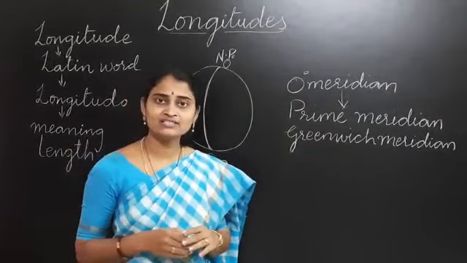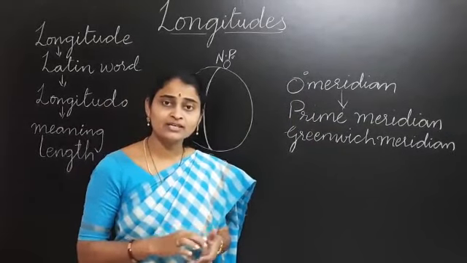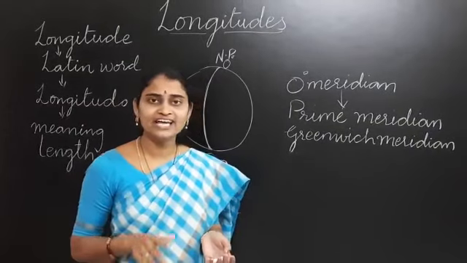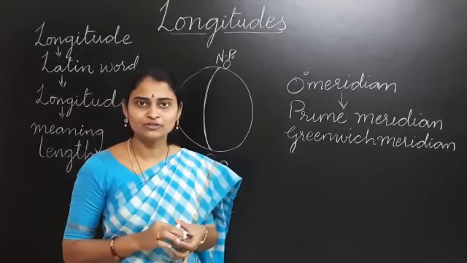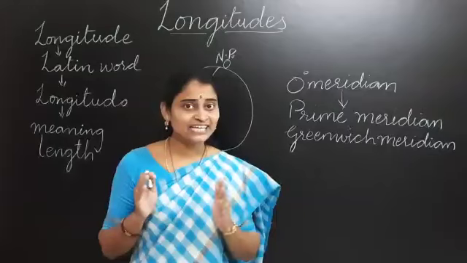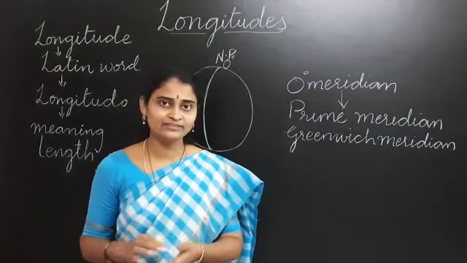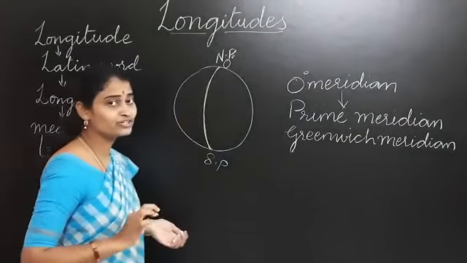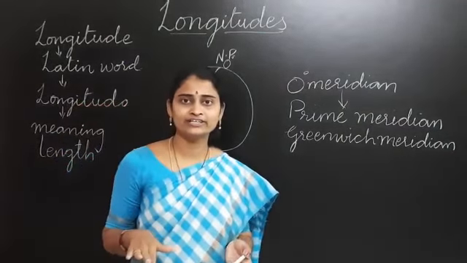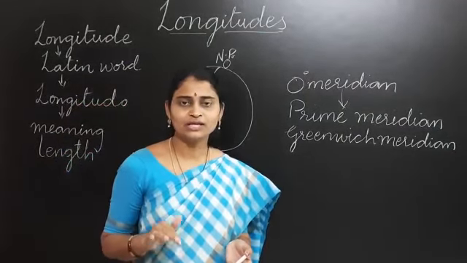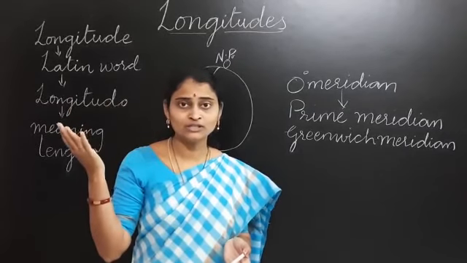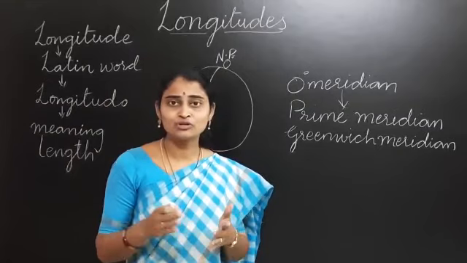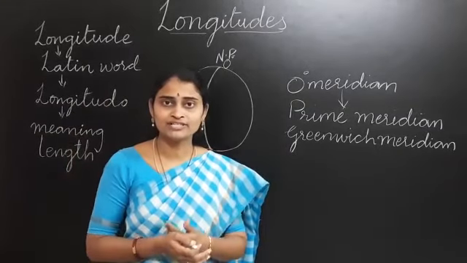Many countries tried to fix the longitude which passes through their own territory as 0 degree longitude. But finally, England decided the longitude which passes through Greenwich would be 0 degree longitude, because England was one of the powerful countries during that time which ruled many other countries in the world.